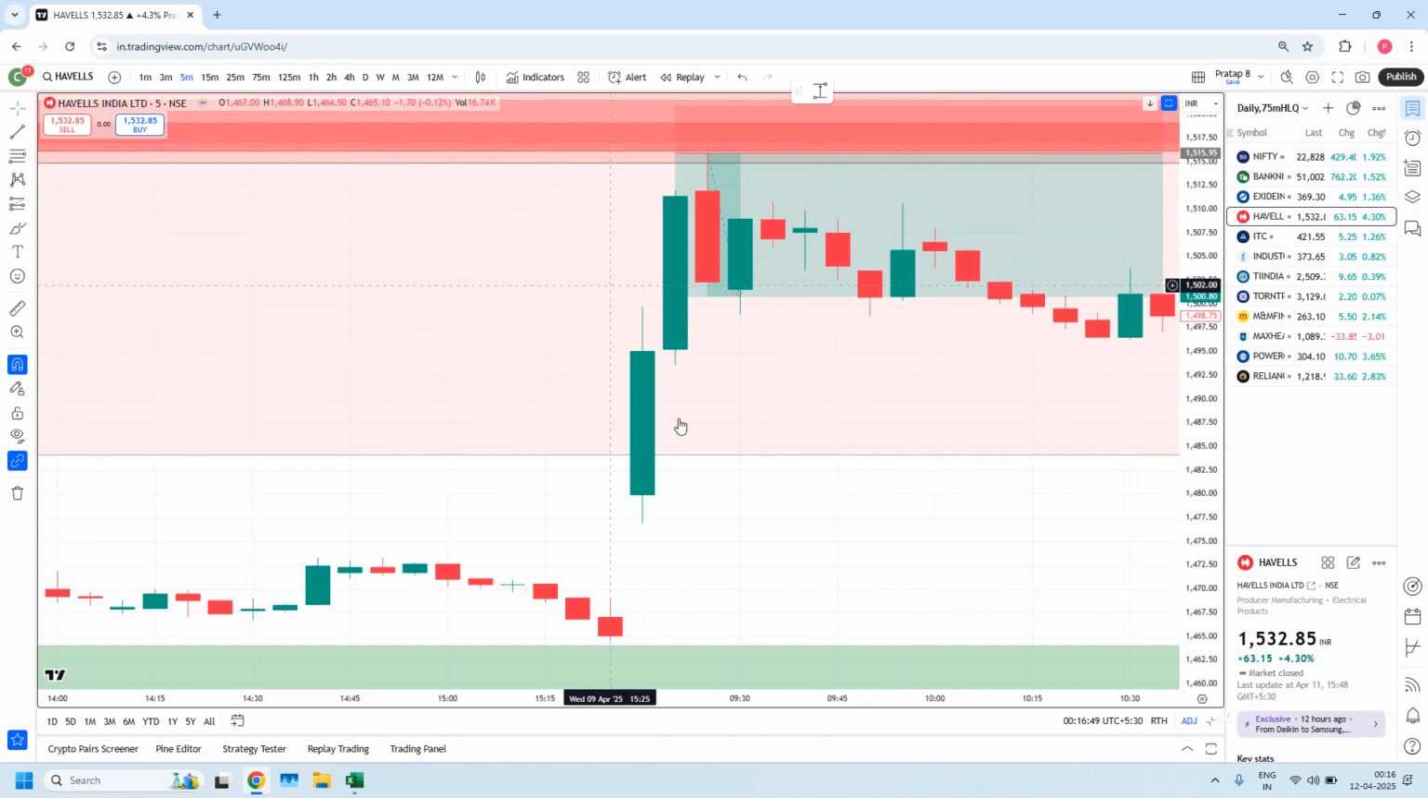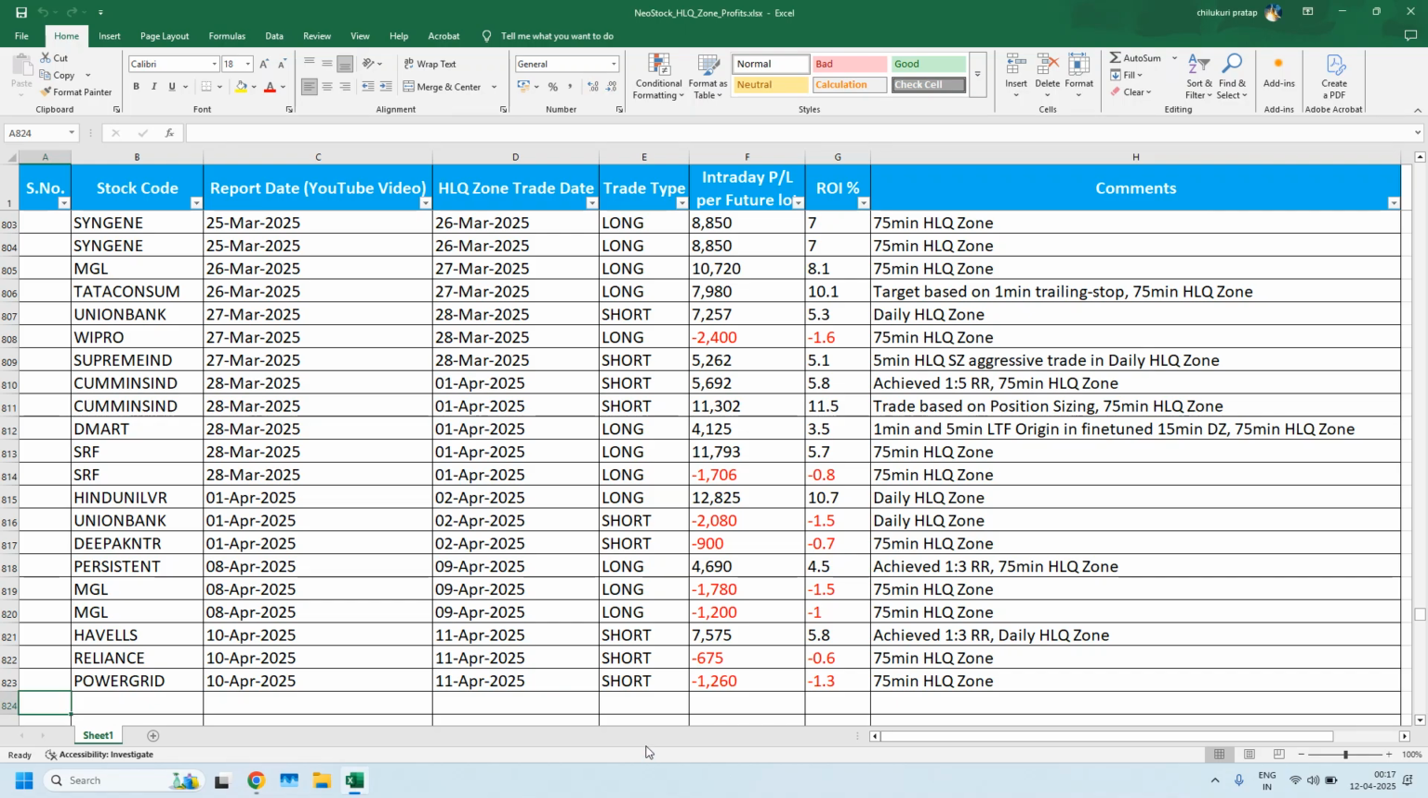Before I explain these performance statistics of today's HLQ zone analysis, first let me give you some clarity about the power of the risk management we are applying in supply demand zone price action. It is very, very important, because I realized some of you are not properly understanding the risk management system, even though I gave the highest priority to the risk management in our training course. Let me show you the statistics.